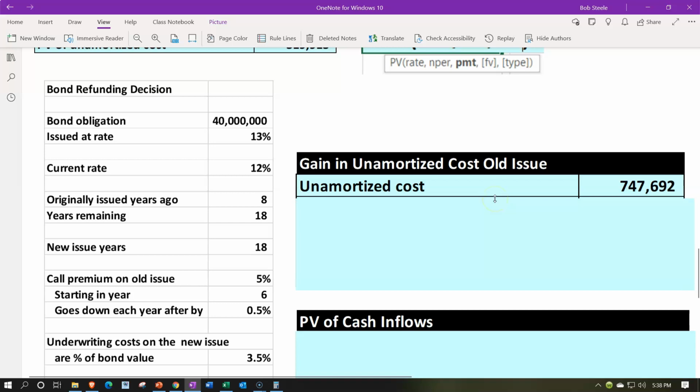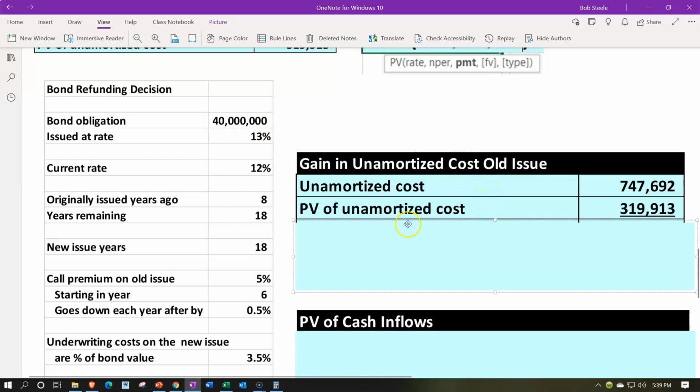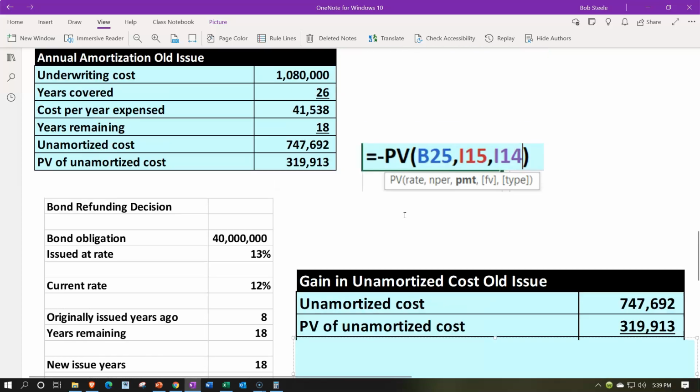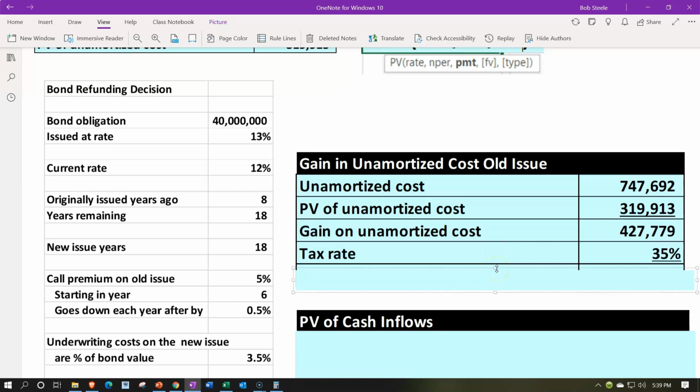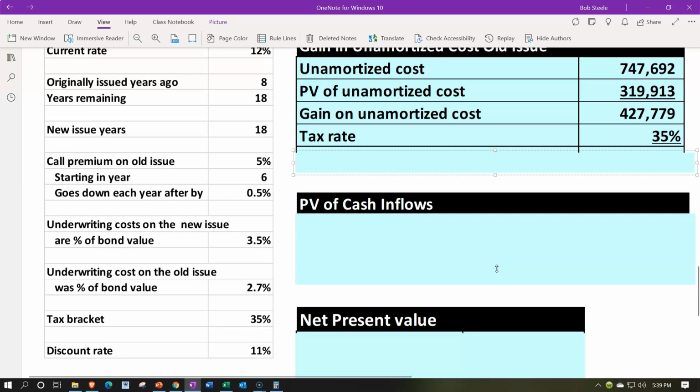So the unamortized cost that we would get to take if we made the decision to retire the bonds and refund the debt would be the $747,692 versus the present value of the unamortized cost if we decided not to make the decision and just simply keep going forward and deducting the $41,538 on the old issuance. The difference between that would be the $427,779, and then we're going to apply the tax rate to that, which is going to be the 35%.